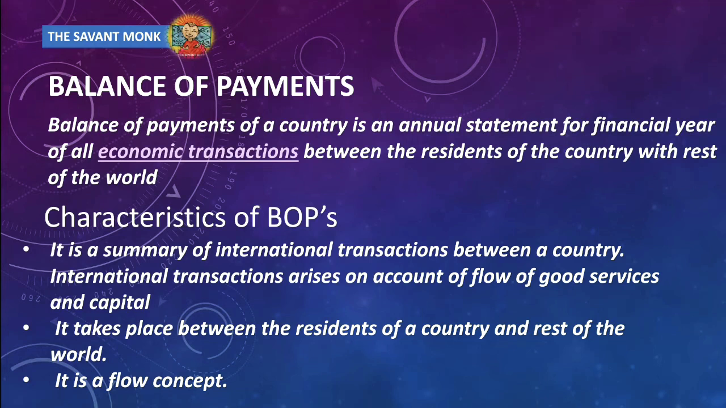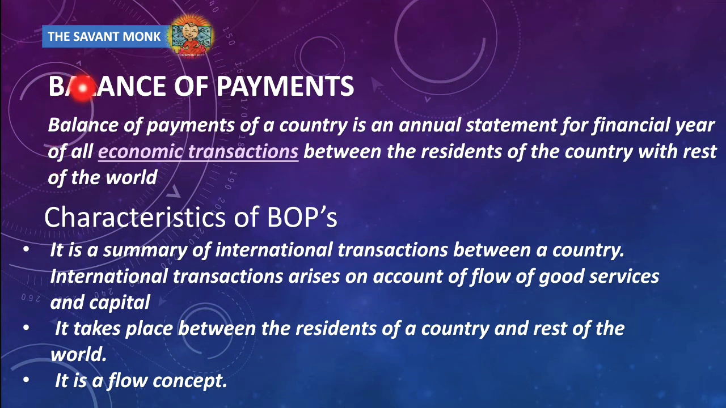Balance of payments of a country is an annual statement for a financial year of all economic transactions between the residents of a country with rest of the world, that is other countries. Each country enters in the economic transaction with other country of the world, and balance of payments is a summary statement of accounts of such receipt and payment. All receipts and payment take place in foreign exchange. So over here you can see that a financial year starts from 1st of April and it is till 31st of March. So between that period of time, whatever economic transaction is happening between residents of the country and rest of the world is accounted in balance of payments.